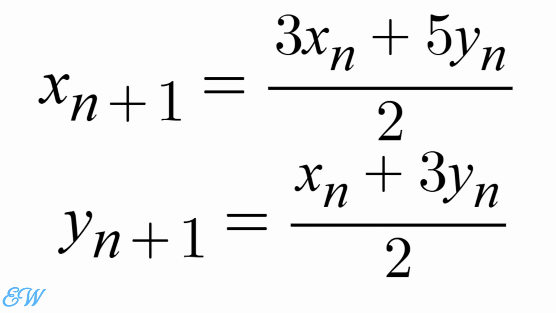So we got our recurrence formulas from that. From these, we know that the term after the solution that we have is (3 times x plus 5 times y) over 2 for the x, and (x plus 3 times y) over 2 for the y. For example, if we take our solution (3, 1) and plug it in, we get the solution after that, which would be (7, 3).